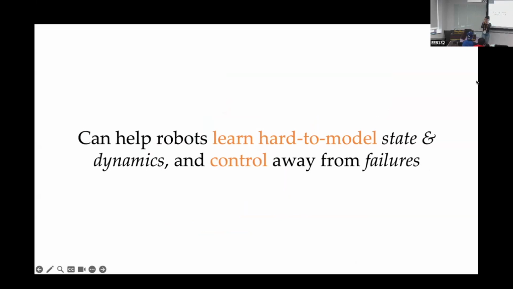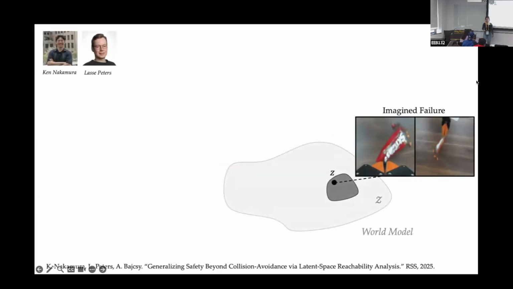Okay, so once I have a model, then I can also start doing control. And I can come up with control strategies that keep me away from things that I know when I see them, but I don't know how to write them down. And this is precisely what we were presenting here at RSS, some first steps towards this direction.